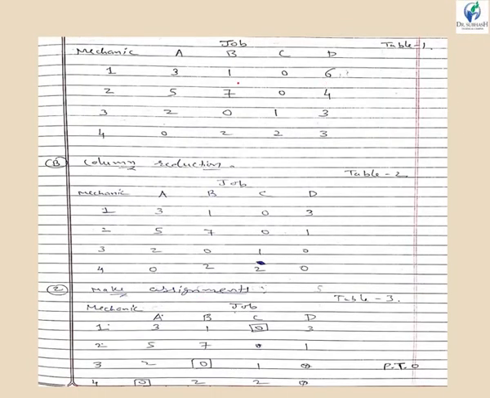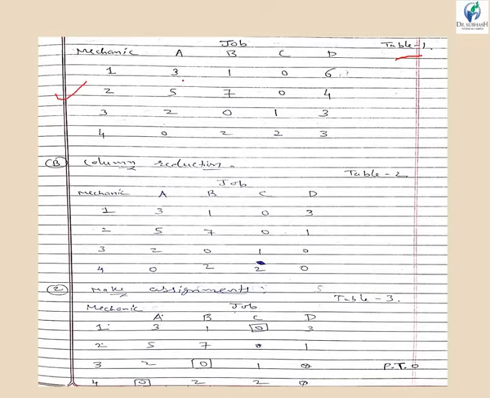So after subtraction, you find that the new values for the first row are 3, 1, 0, 6. For the second row it is 5, 1, 0, 4. For the third row it is 2, 0, 1, 3. For the fourth row it is 0, 2, 2, 3. Now this table 1 is used as a reference for obtaining the column reduction.